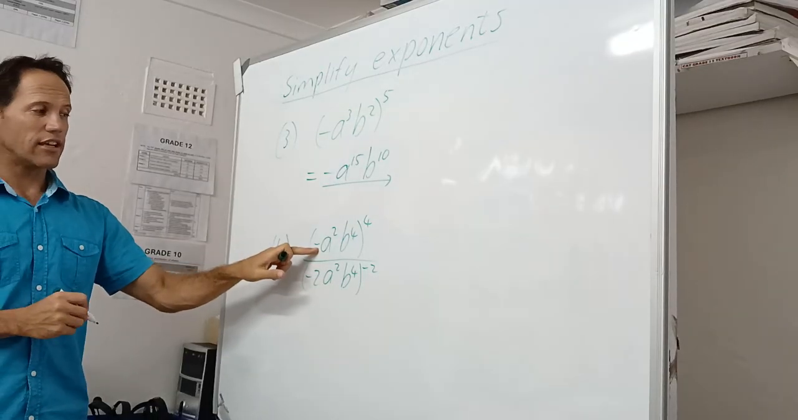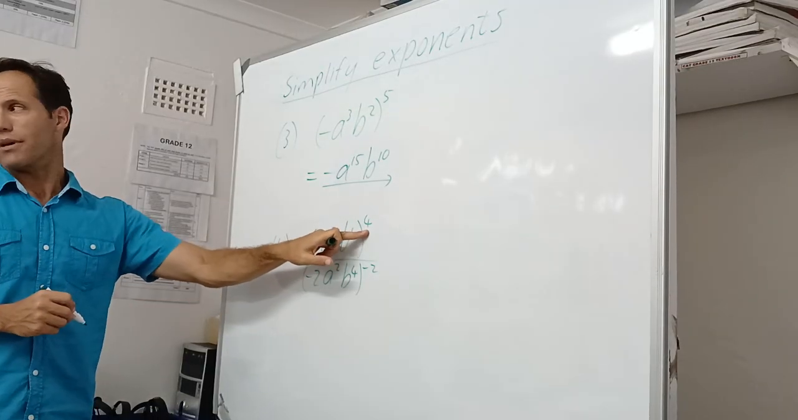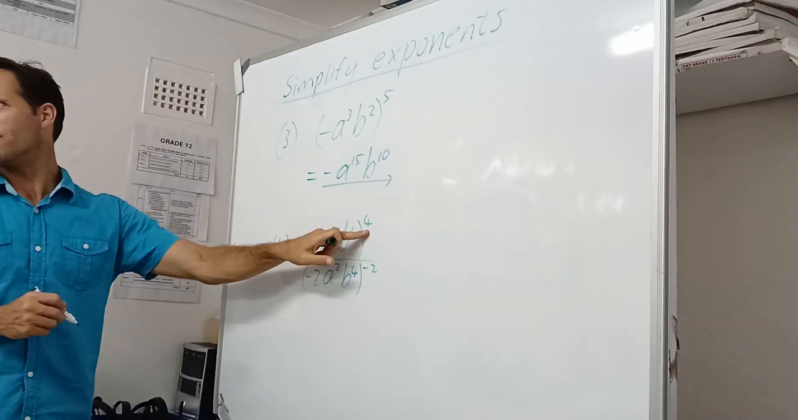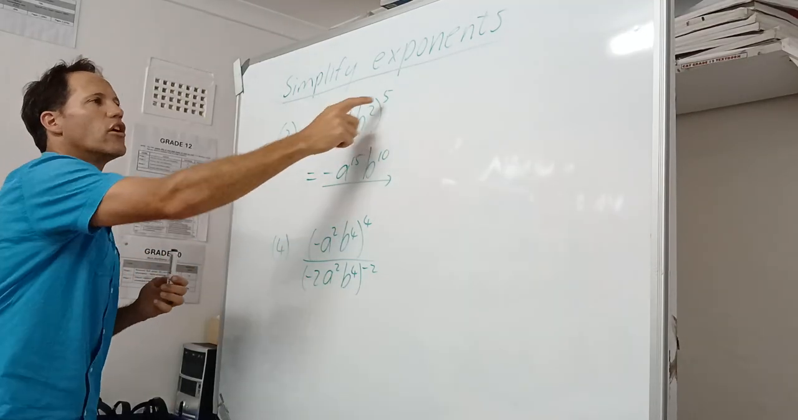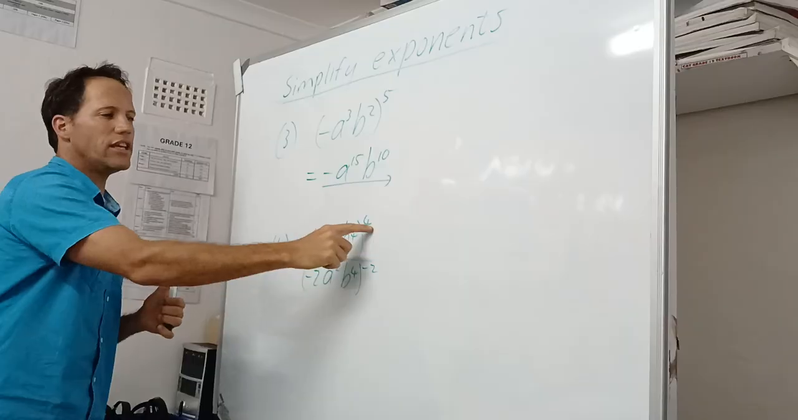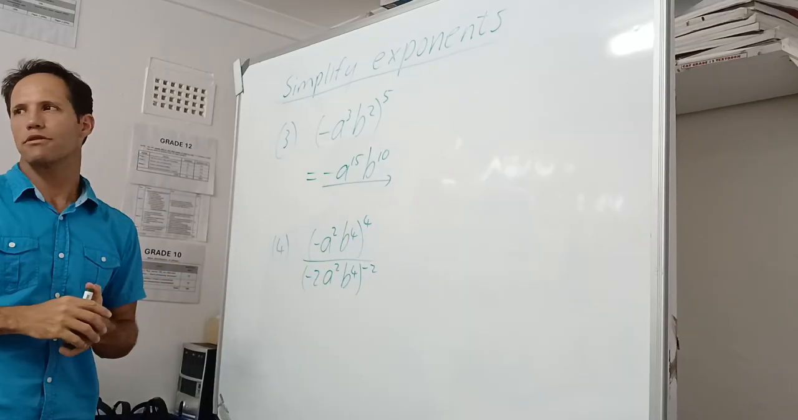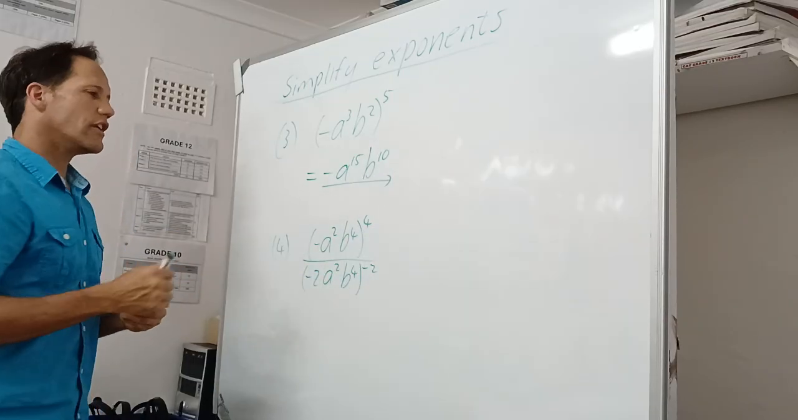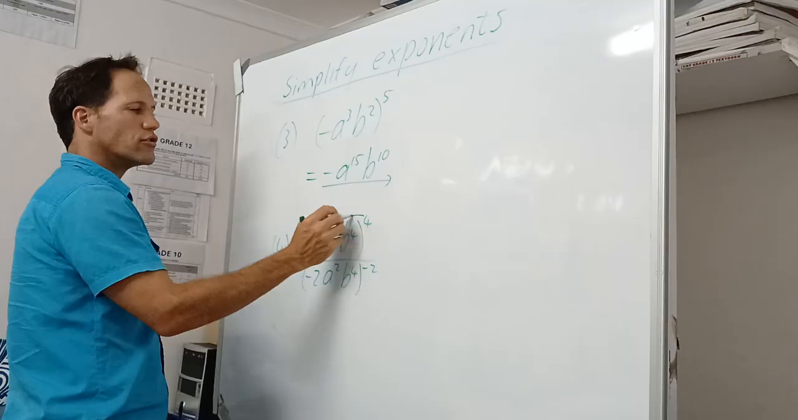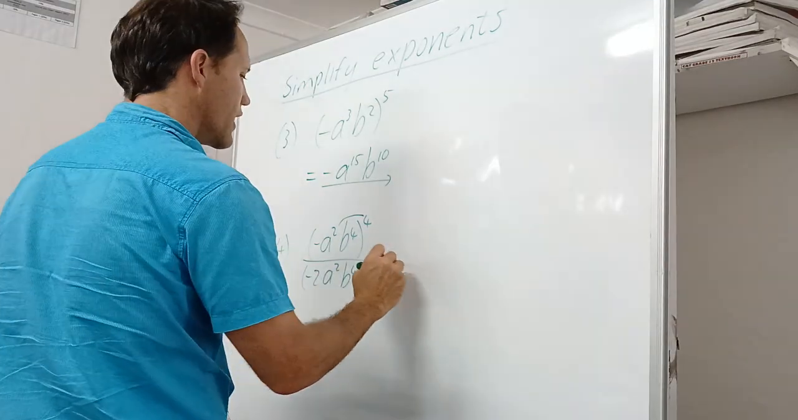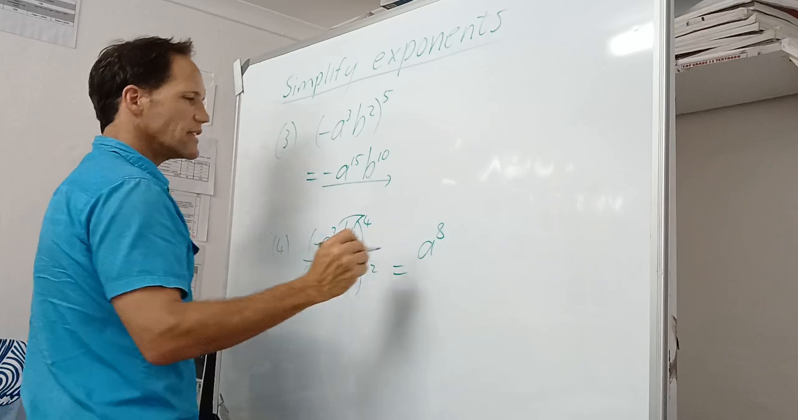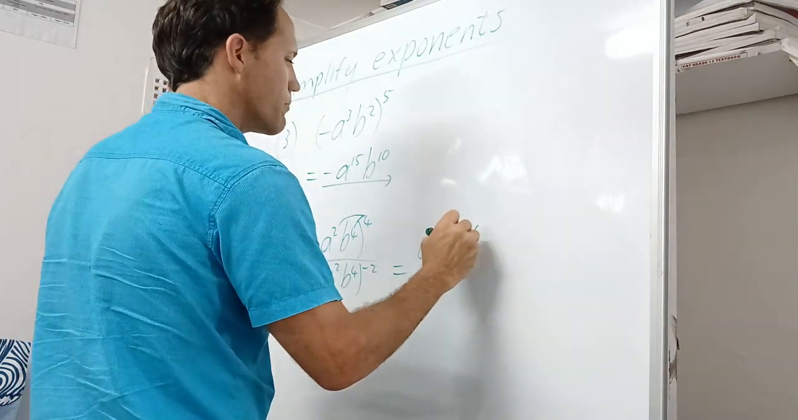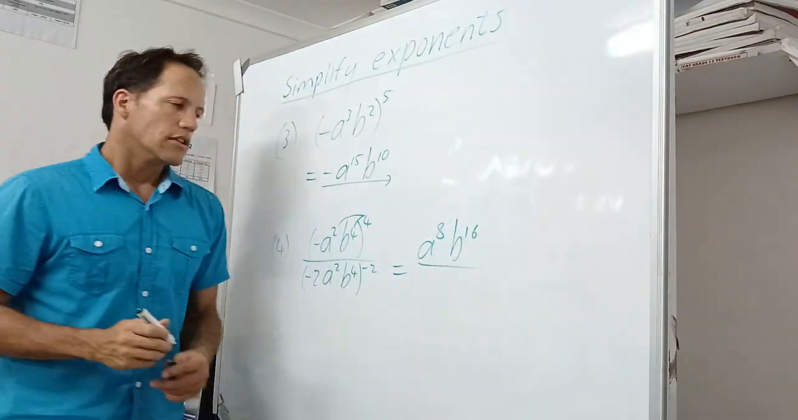Now look at this one. It's negative again, but now the exponent is an even number, so now it becomes positive. So if it's negative, odd number stays negative. Negative, even number, it always becomes positive. Then you can just say 4 times 2 gives you 8, so you're going to have a to the power 8. And then 4 times 4 is 16, so it becomes b to the power 16.